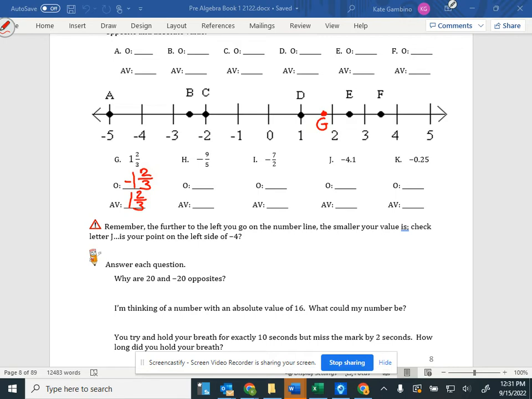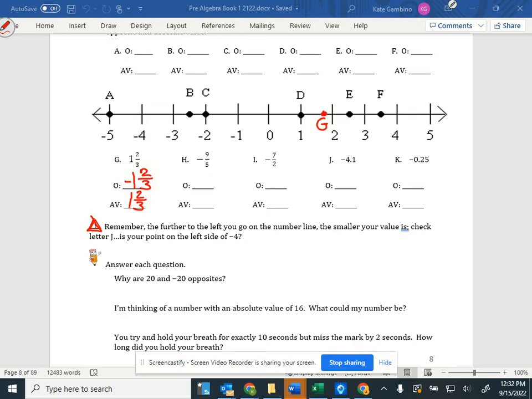Then we have some questions to answer. Well, first let's look at our triangle here. Remember, the further to the left you go on the number line, the smaller your value is. Check letter J. Is your point on the left side of -4?